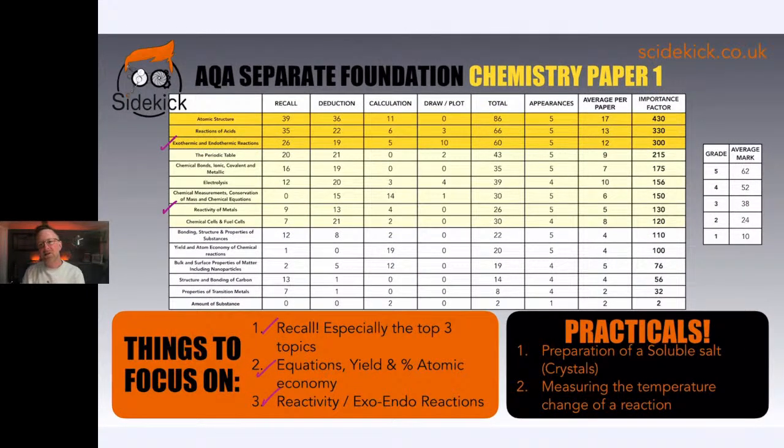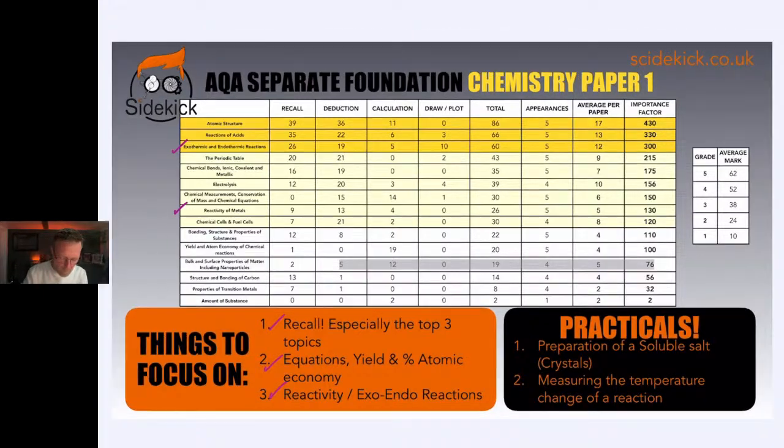Now, in terms of practicals, last couple of things. Preparation of a soluble salt. That is where you take your copper oxide, react an excess of copper oxide with sulfuric acid, stir it around, it goes blue, you end up with bits in the bottom of unreacted copper oxide, and you filter it, and then you evaporate the water and get the salt. So that one there, preparation of a soluble salt. And then lastly, measuring the temperature change of a reaction is the other massively common practical that you need to be able to get your head around.